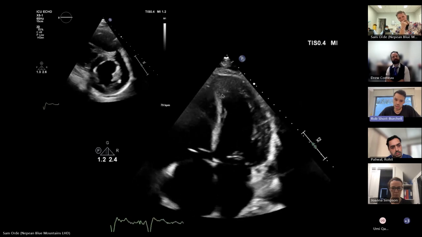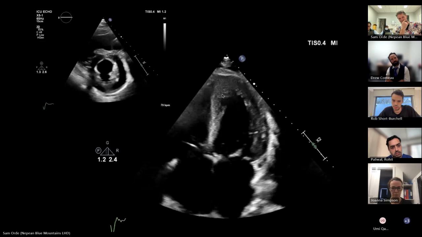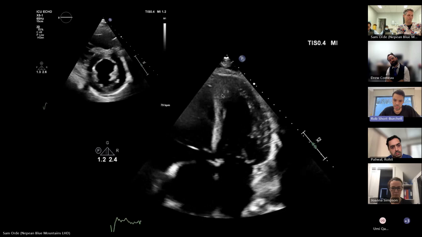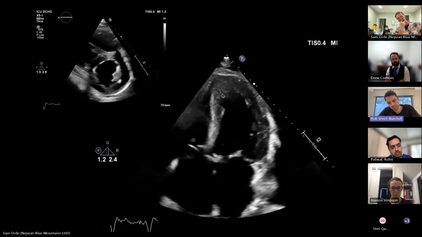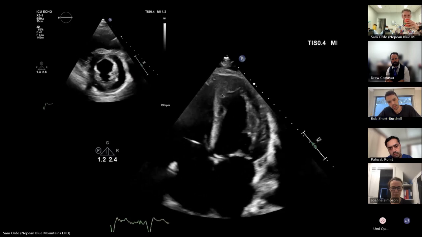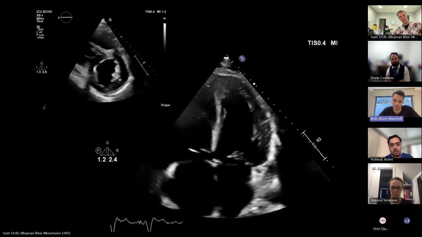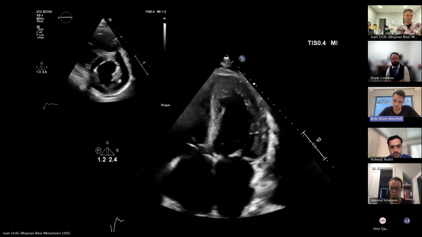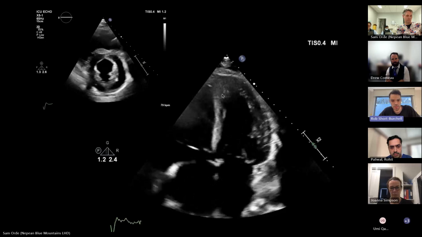Looking at the apical 4-chamber view, the LV appears dilated. Again, it's severely impaired from a systolic function perspective. The inferior septal wall here appears hypokinetic, and it also appears like there's maybe even some paradoxical septal motion. The remaining walls, so the anterior lateral wall, is hypokinetic, and the overall function, like I said, is impaired.